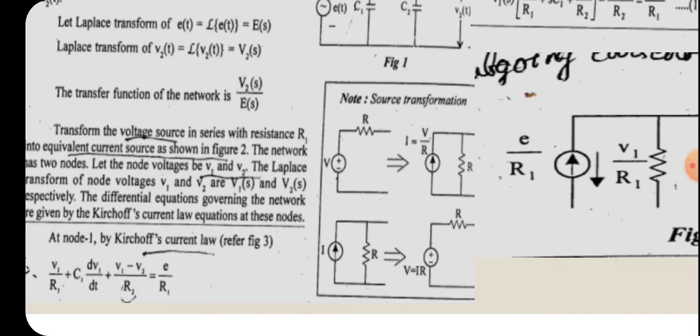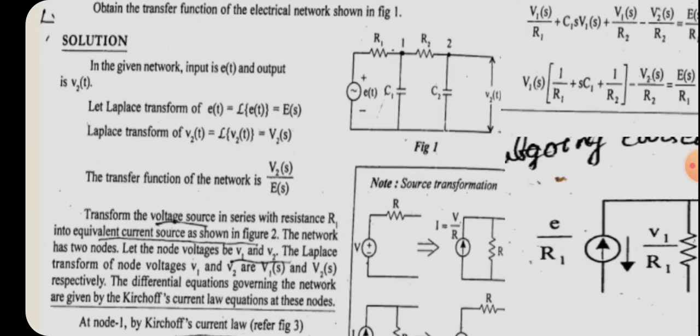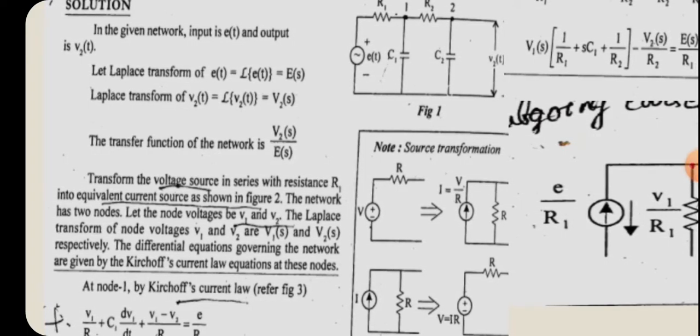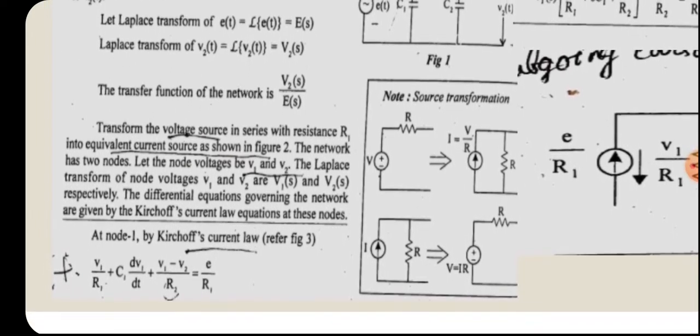So we are using this source transformation technique in order to convert the voltage source E of t into a current source. The voltage source E of t with series resistance R1 can be converted into a current source with a parallel resistance R1. You got the idea?